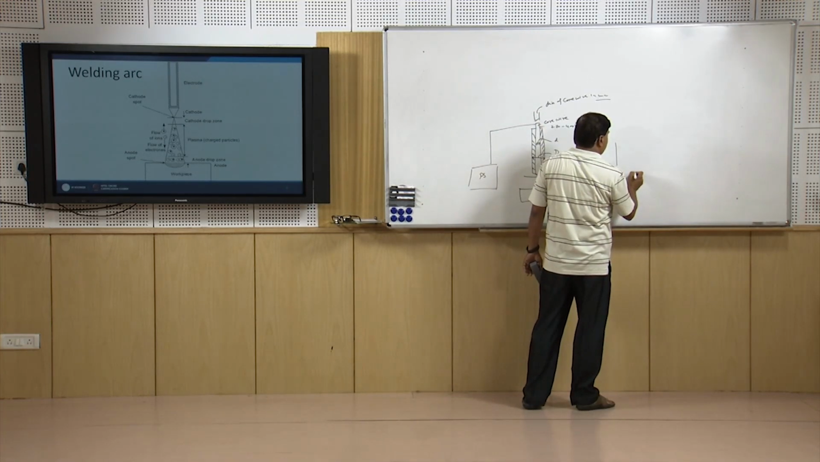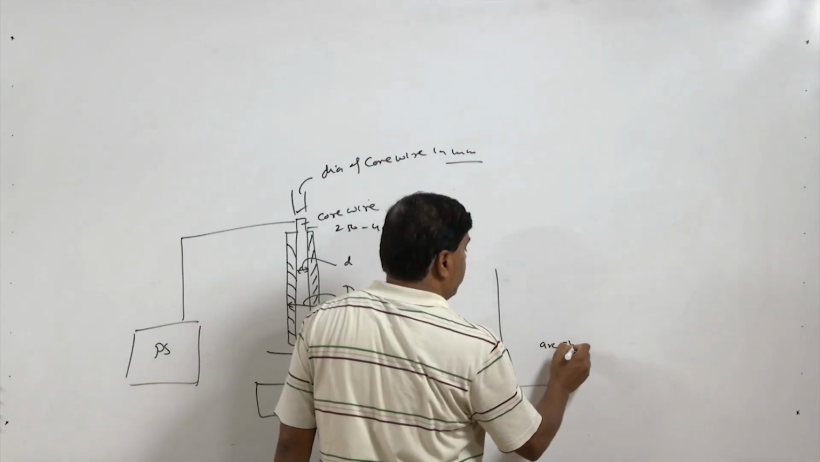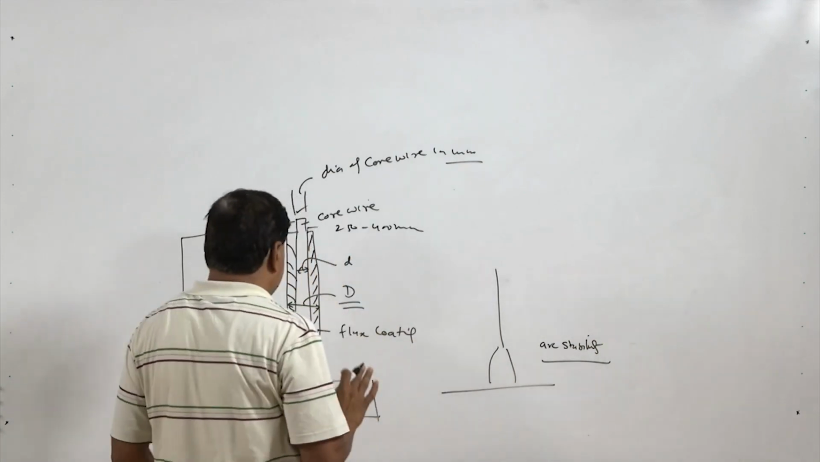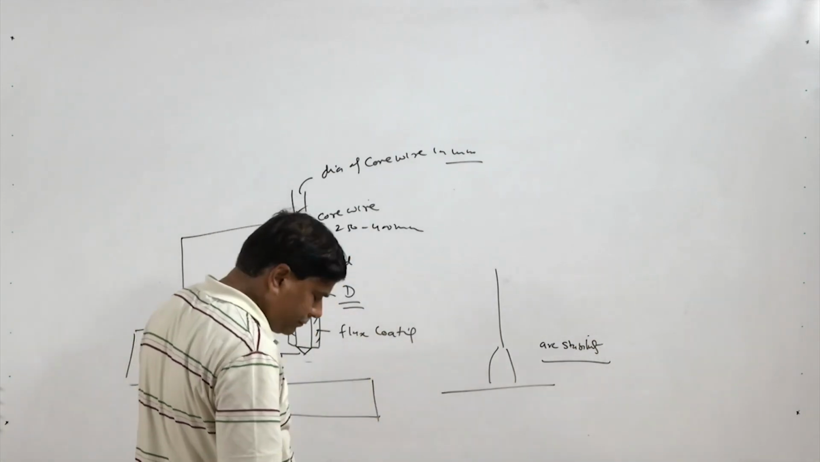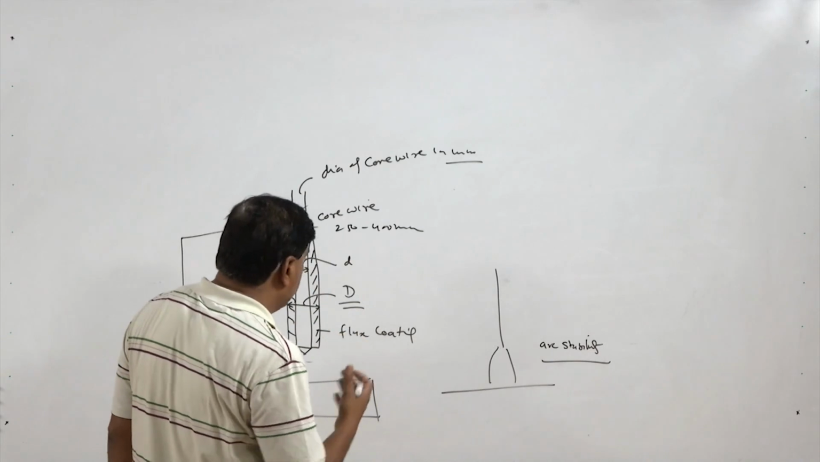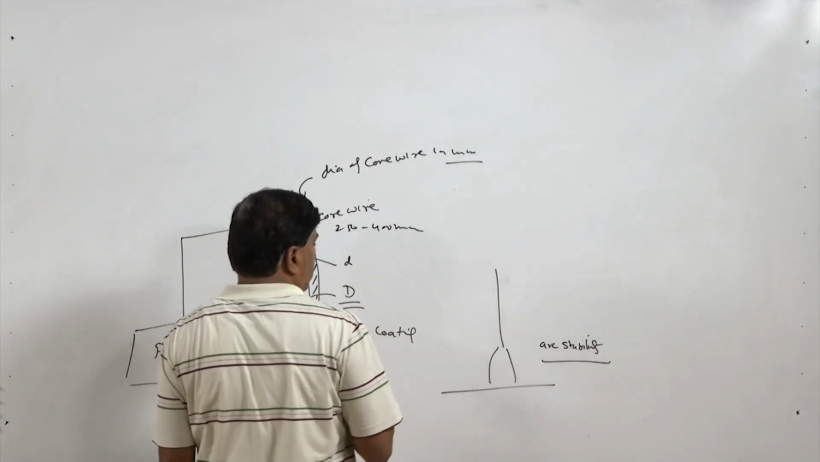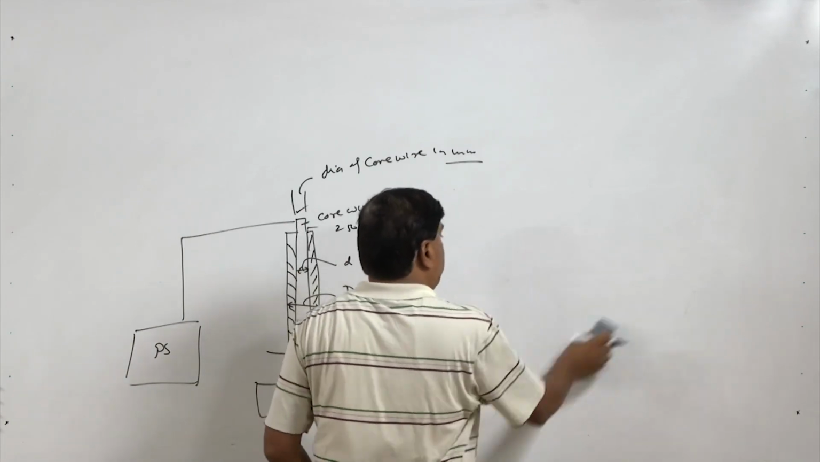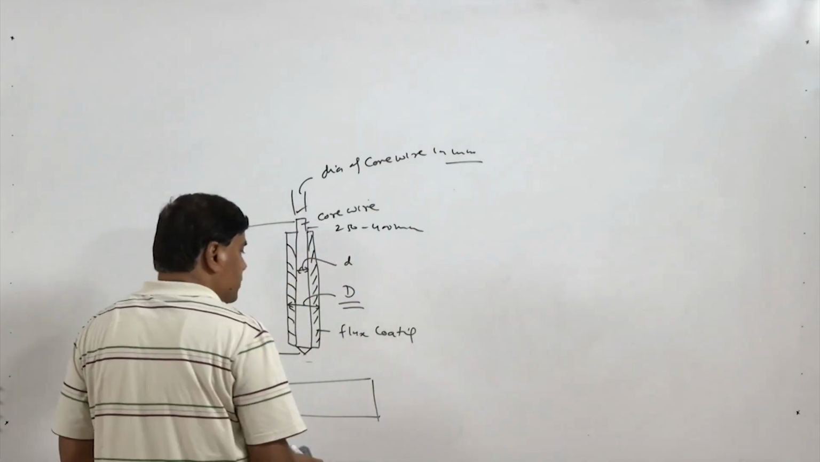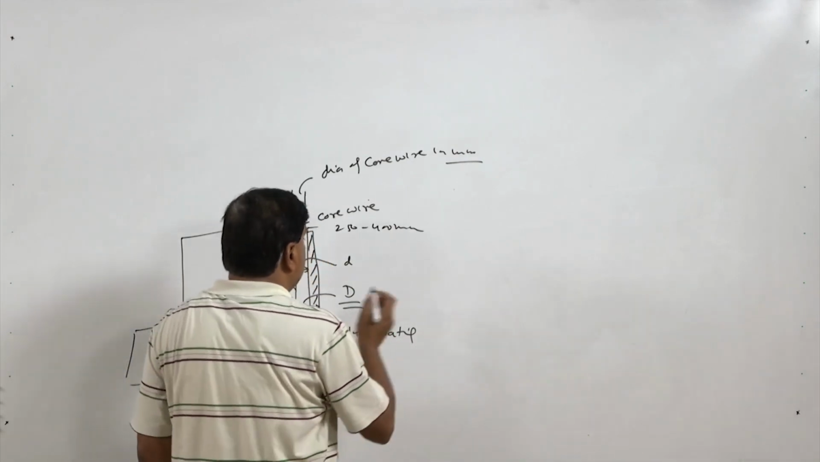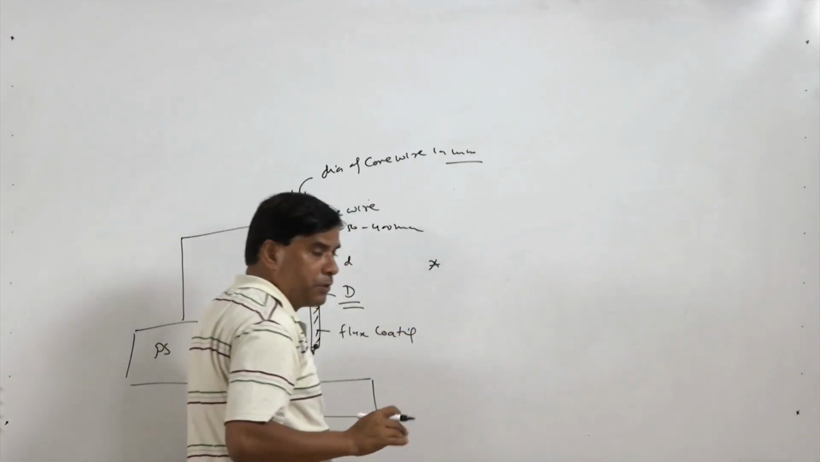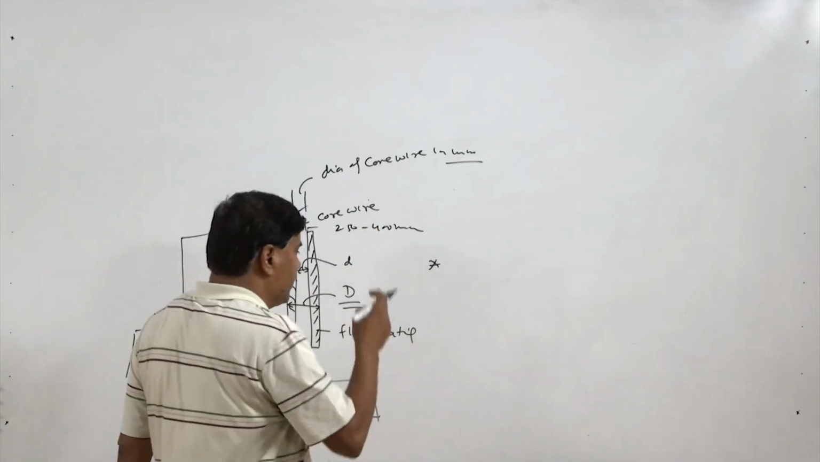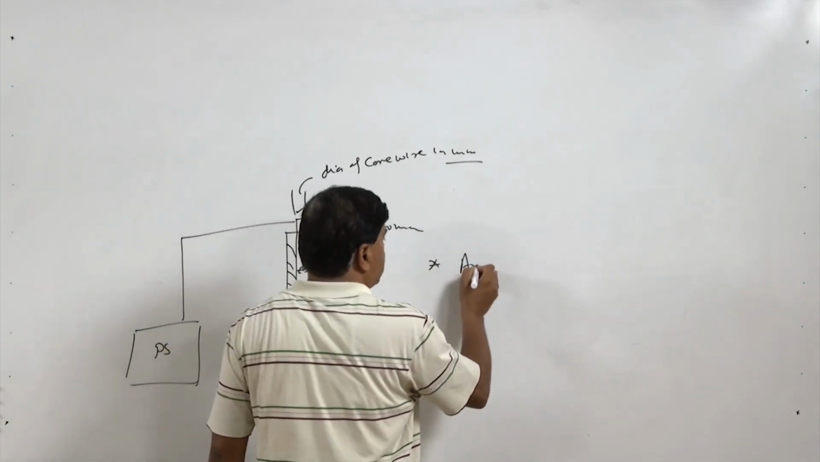So, the arc is unstable mostly in the case of the bare electrode, and that is why the electrodes are coated with the low ionization potential elements. Coating with the low ionization potential elements will provide arc stability. The first and very important purpose of providing the coating is to see that the arc is stable.